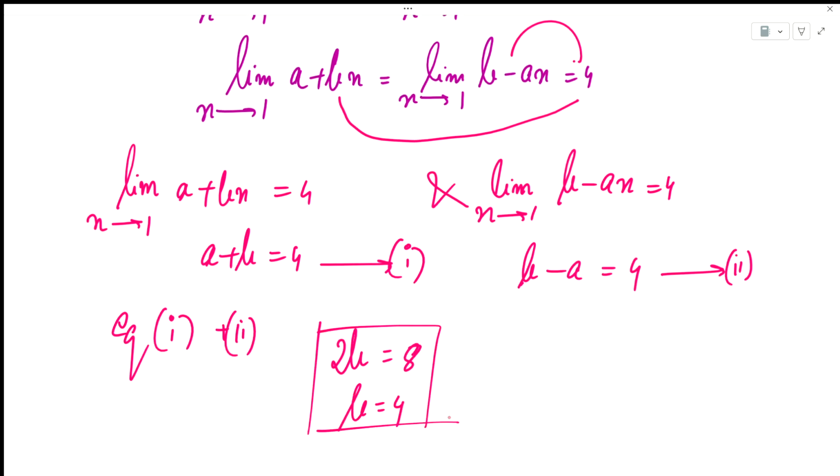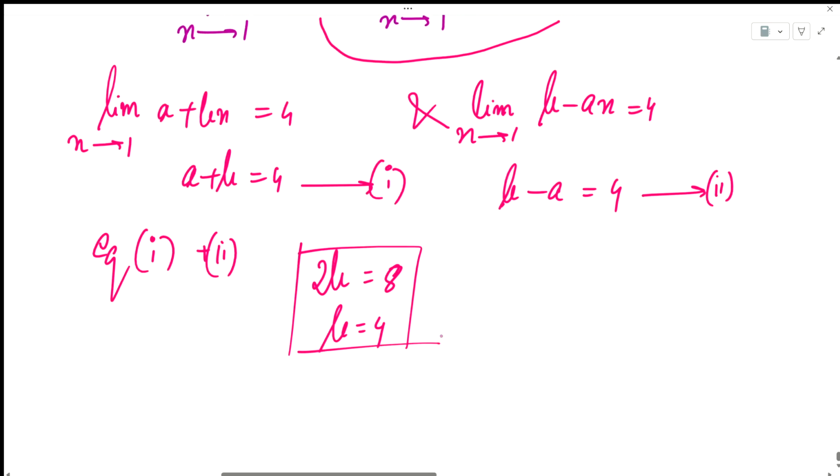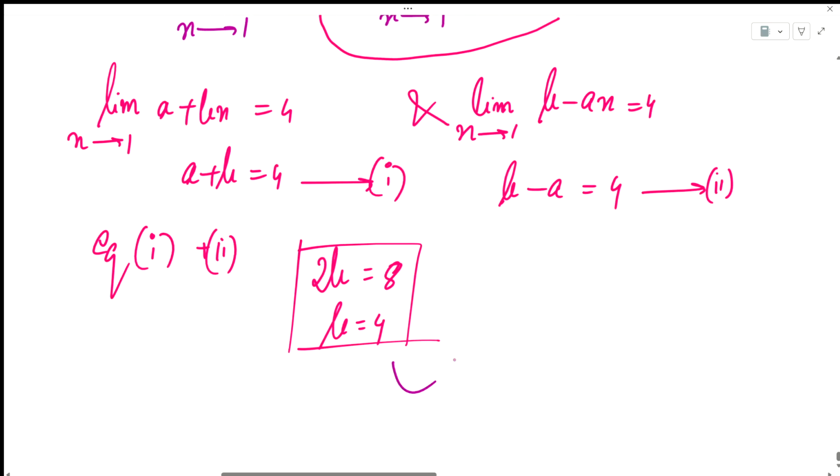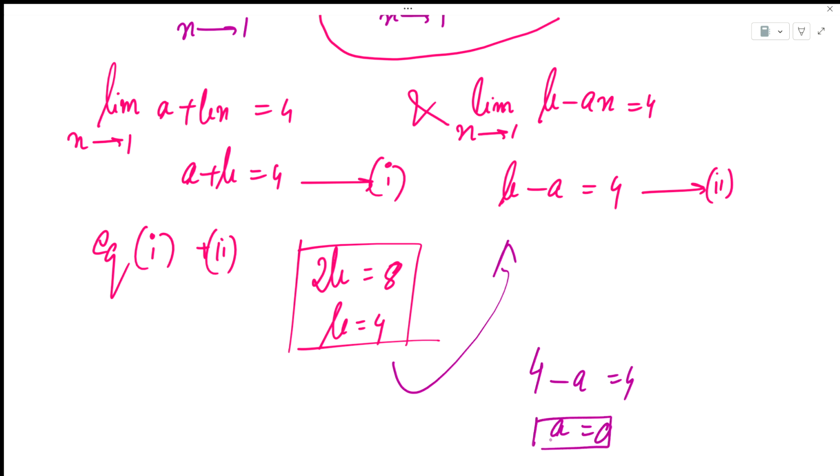So if b is equal to 4, then you tell me what I can do here. You can plug the value of b back in your equation, so 4 minus a equal to 4, so a is basically gonna be 0, right? A is basically gonna be 0.